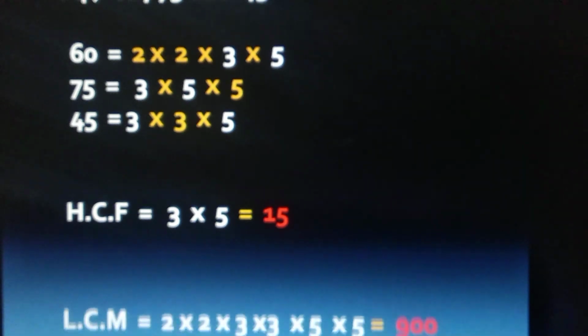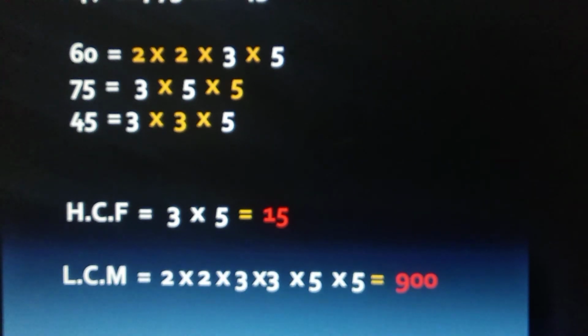Okay. Now LCM. Here we need to find the product of all the different factors which are repeated maximum times in any one factorization. 2 is repeated 2 times, 3 is repeated 2 times in the third factorization, and 5 is repeated 2 times in the second factorization. So the product of all these factors is 900. It is the LCM of the given three numbers. This is the procedure.